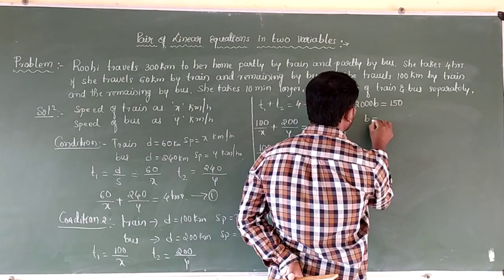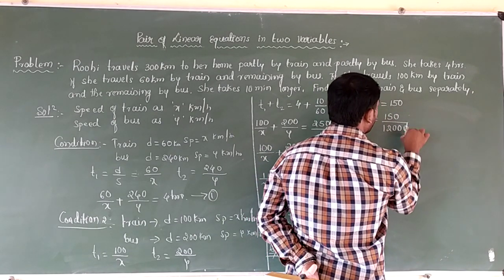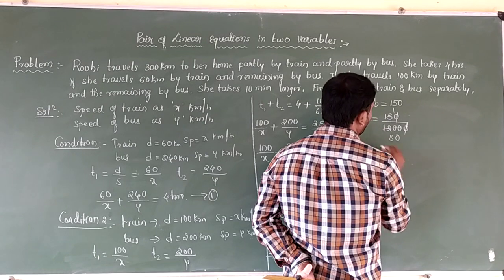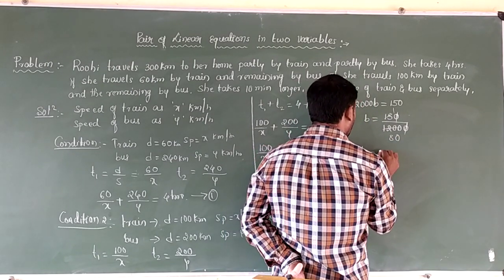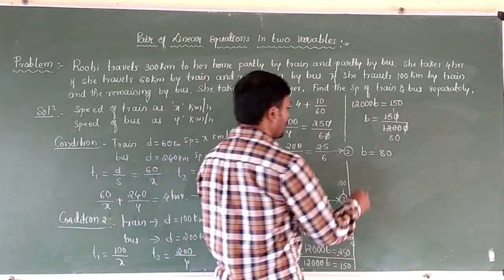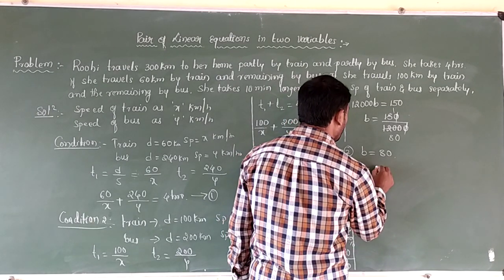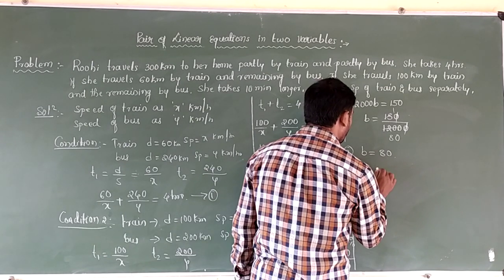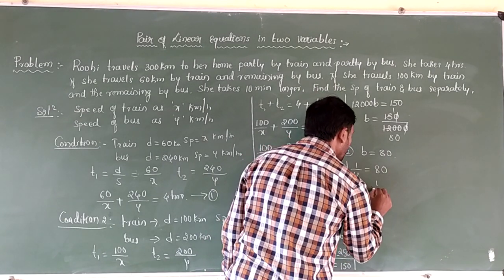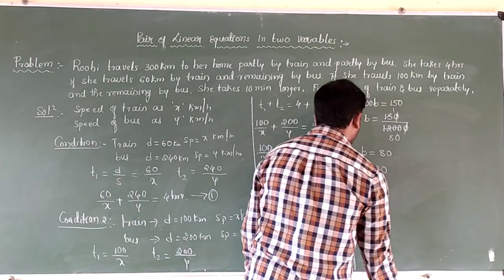So b is equal to 150 divided by 12,000. Here a 10 cancels. 15 ones are 15, 15 8s are 120. So it is 80. So b is equal to 80. It means b, which we have taken as 1 by y. So 1 by y is equal to b, that is 80 kilometers. So y is equal to 1 by 80.